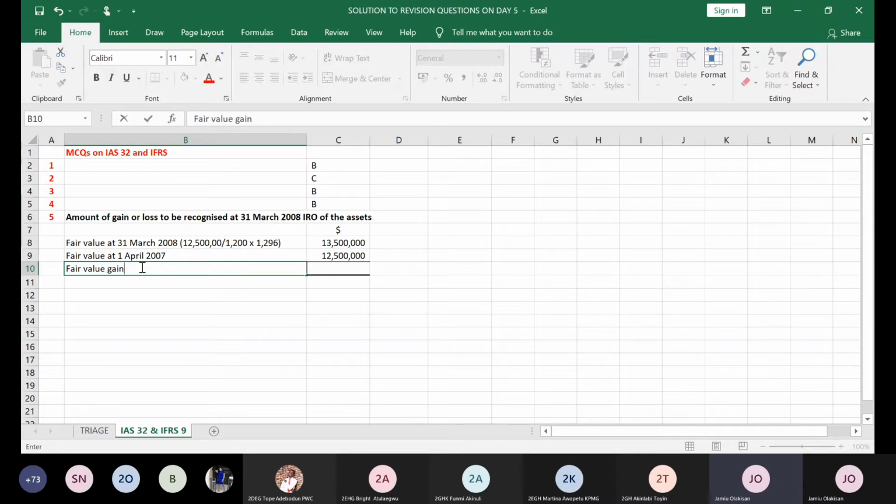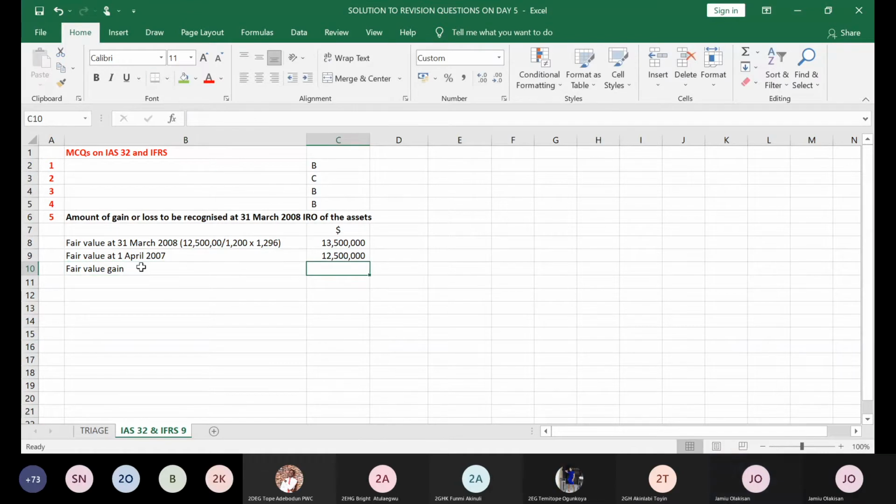Then you have fair value gain. Of how much? The difference between 13,500 and 12,500. So that is a fair value gain in profit or loss. So for me, it's correct. A is the correct answer.